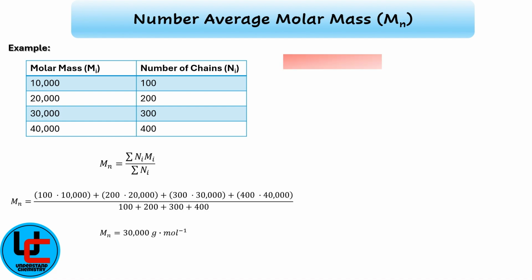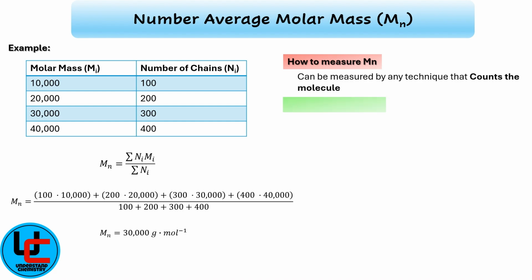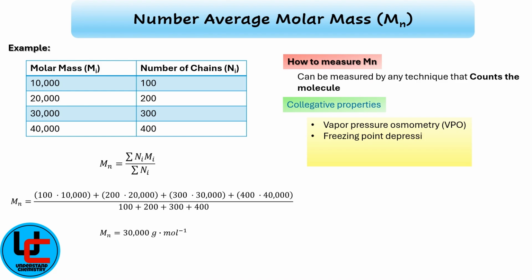Now the question is how to measure Mn practically. Actually, number average molar mass can be measured by any technique that counts the molecules. This means number average molar mass can be measured with the help of colligative properties. These are the properties that depend on the number of particles and not on the number of moles. These are vapor pressure osmometry, freezing point depression, boiling point elevation, and osmotic pressure.